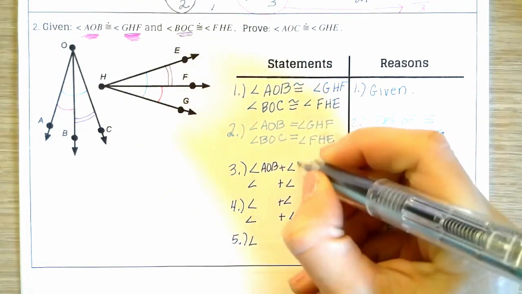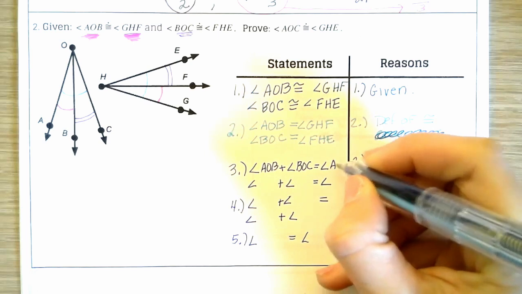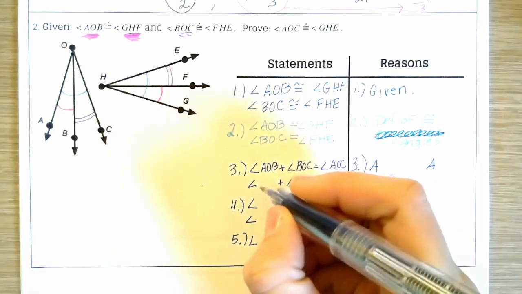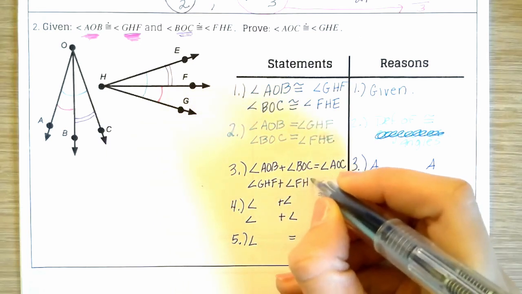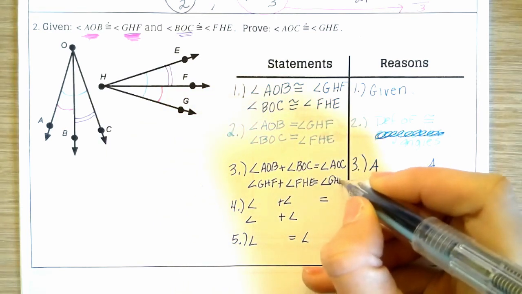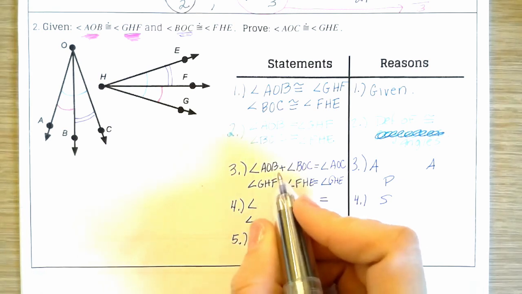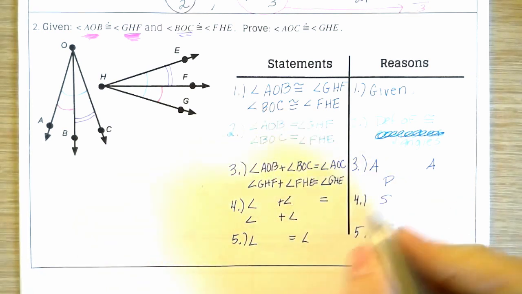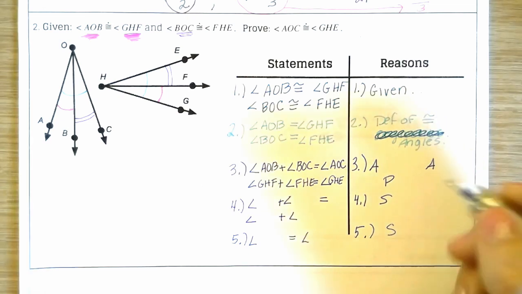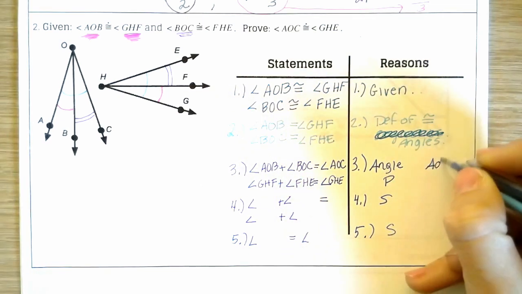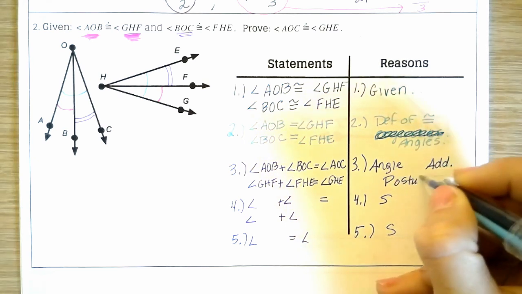AOB plus BOC equals AOC, sure. And what else can I add? GHF plus FHE equals GHE, the sum of the two adjacent angles equals the whole angle for both cases. And what allows me to do that? Who could tell us what that's called? Go ahead, Delilah. Sure, angle addition postulate, okay? Angle addition postulate.